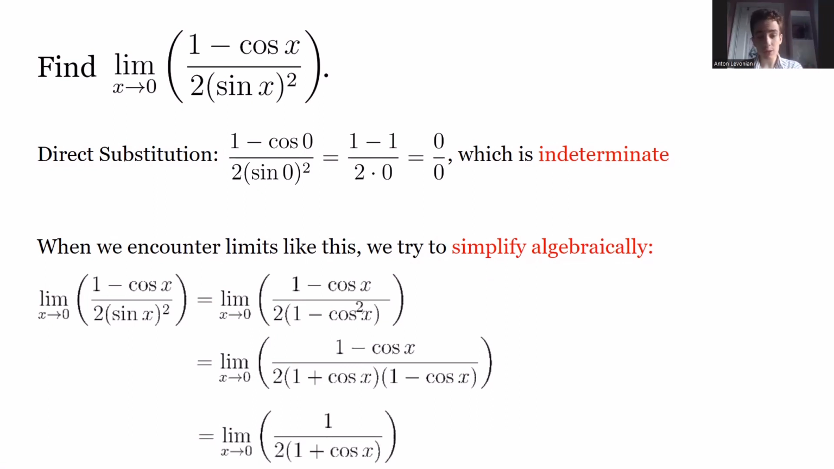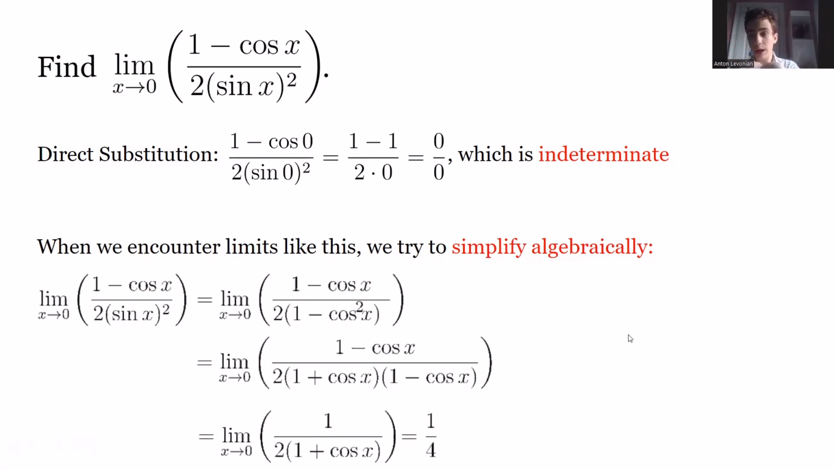x. This can no longer be indeterminate because there's a 1 on top. And now we can try direct substitution again. So let's try again. Substituting x equals 0 into cosine of x yields 1, which is really nice because 1 over 2 times 1 plus 1 is 1 over 4. And this is the value of this limit.